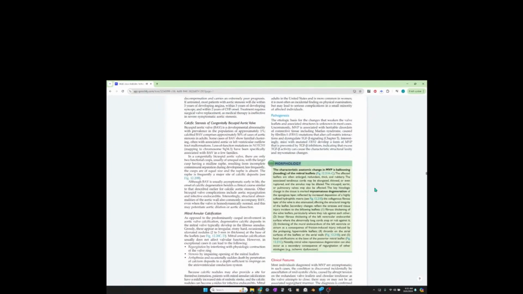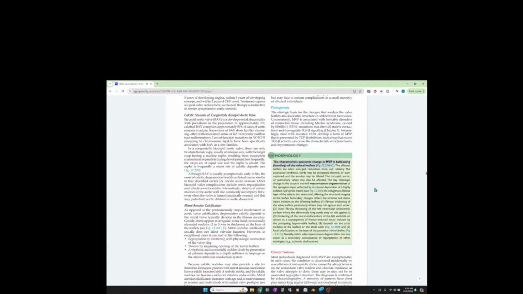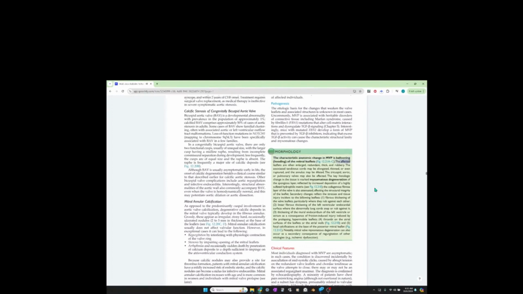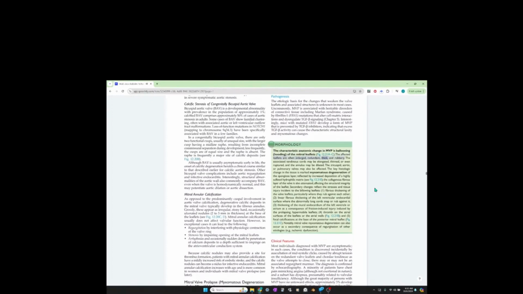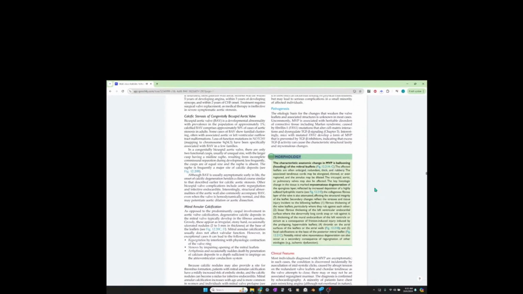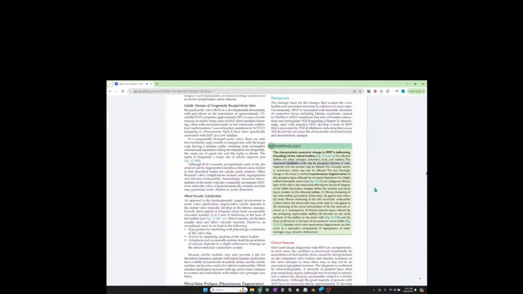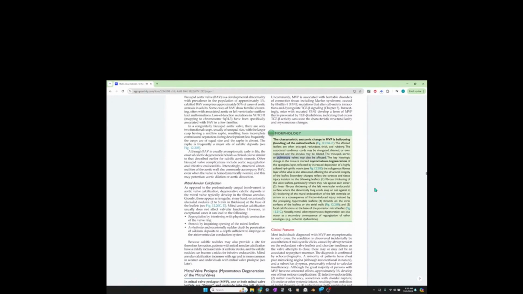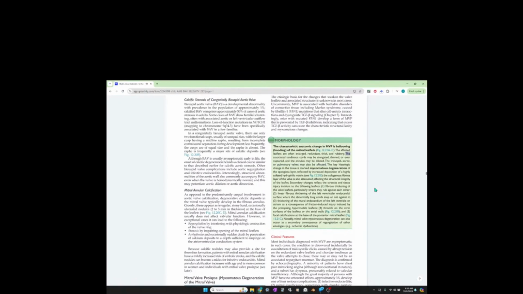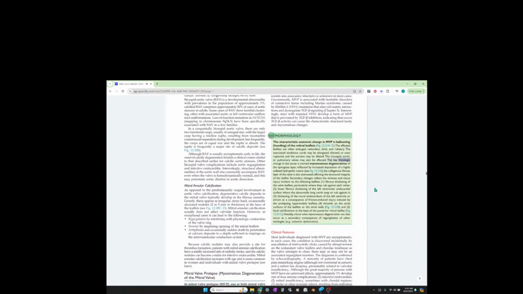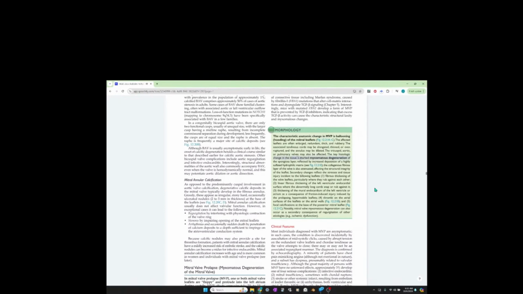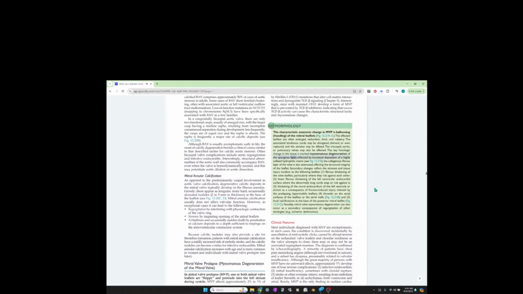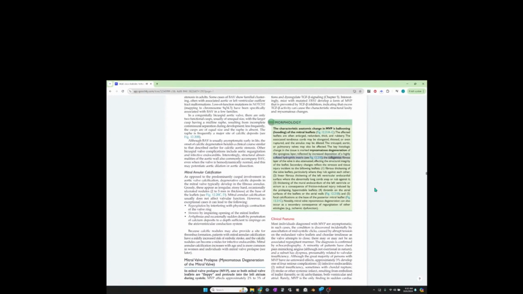Morphology: the characteristic anatomic change in MVP is ballooning of the mitral leaflets. The affected leaflets are often enlarged, redundant, thick, and rubbery. The associated tendinous cores may be elongated, thin, or even ruptured, and the annulus may be dilated. The tricuspid, aortic, or pulmonary valves may also be affected. The key histologic change in the tissue is marked myxomatous degeneration of the spongiosa layer, reflected by increased deposition of a highly sulfated hydrophilic matrix.